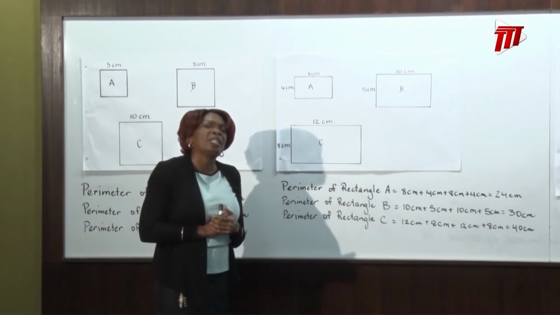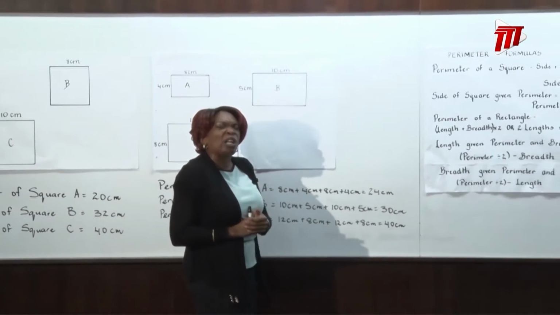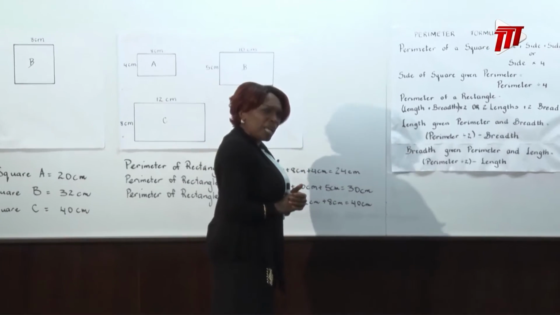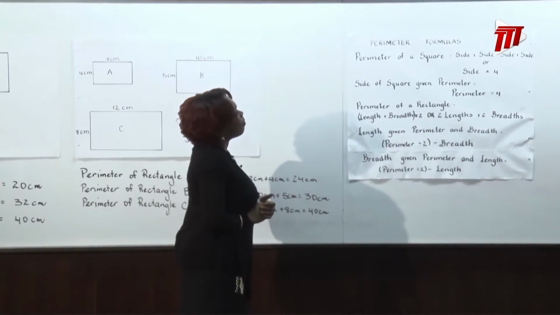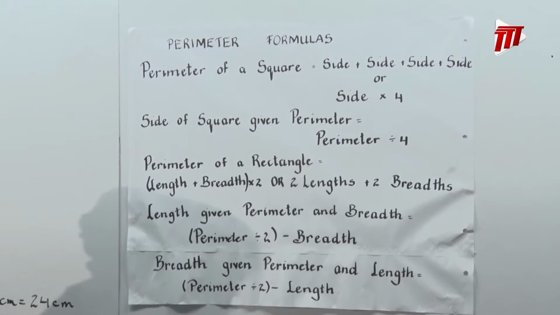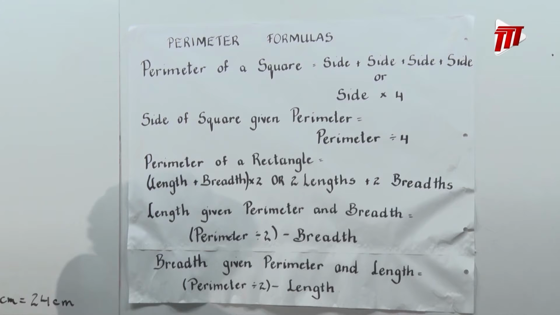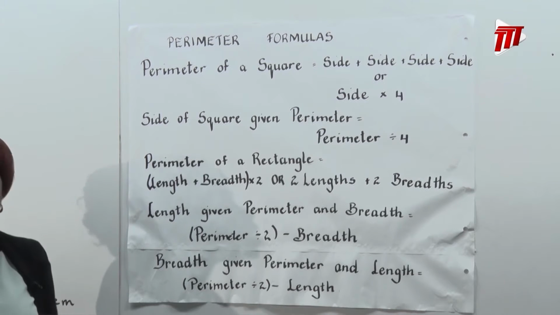But what I want to do at this point is to recap. Come with me now, because we learned a lot of formulas today. Can we recap? Let's go. Perimeter formulas, write them down, because we will come and pack it after. Let's go. Perimeter of a square is equal to what?